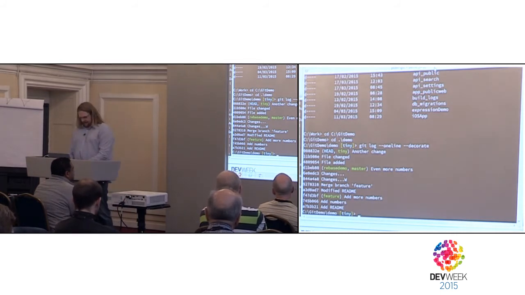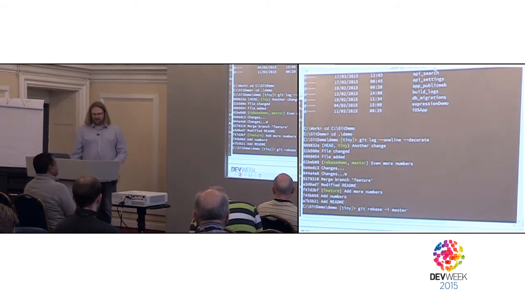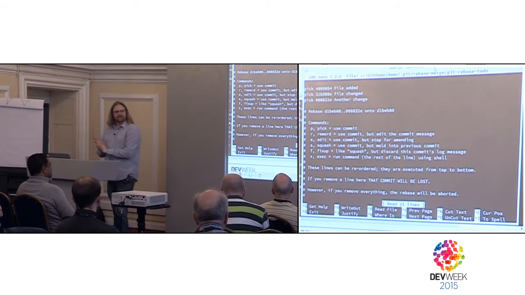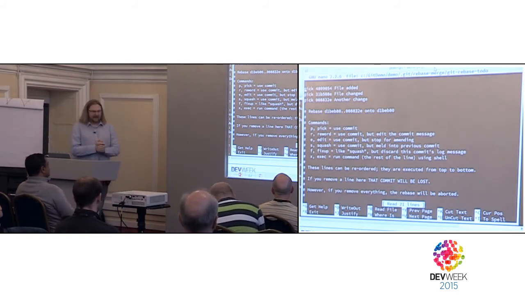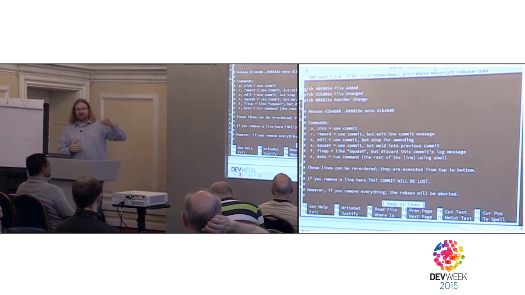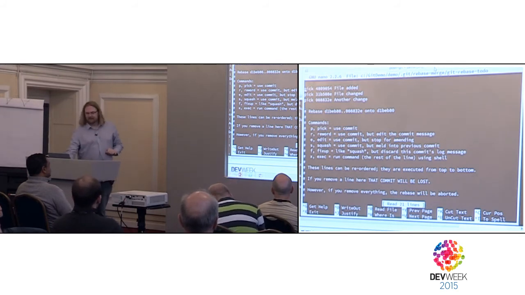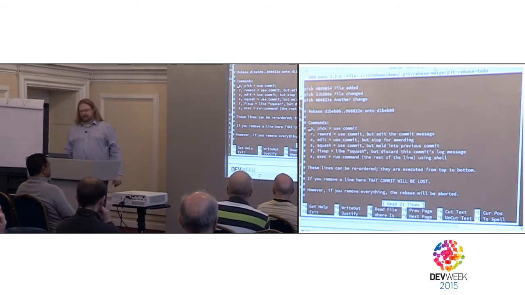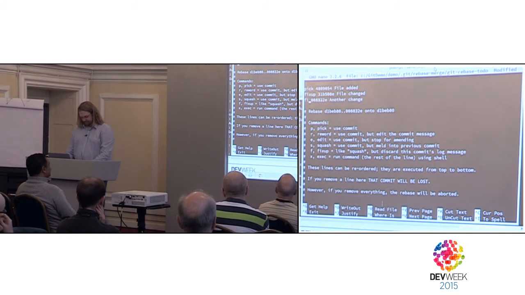Yes? So I'm going to do a git rebase -i, which is short for interactive, against master. And what this will do is bring up a text editor, whichever one I've defined in my shell, and it will allow me to alter history. So there are the 3 commits: file added, file changed, and another change. And I can pick, reword, edit, squash, fix up, and exec. So let's say I want to squash them all together. I could just simply change pick to fix up. Like that.